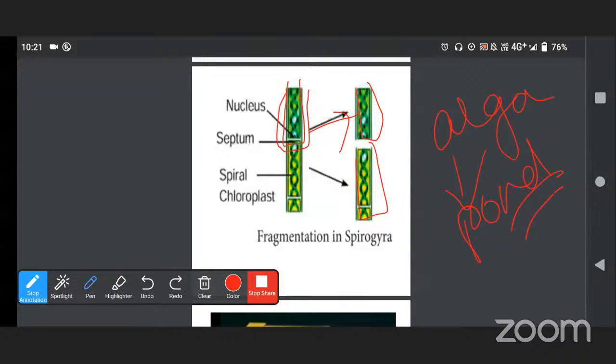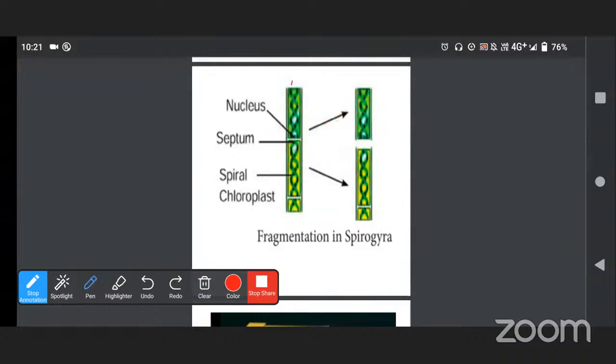The cells of the alga form long filaments. If any part of this filament breaks, suppose this part breaks, then from this broken part a new individual will be produced. This kind of reproduction is called fragmentation. If any part of Spirogyra breaks, then from this broken part it can develop a new individual, and this kind of reproduction is known as fragmentation.